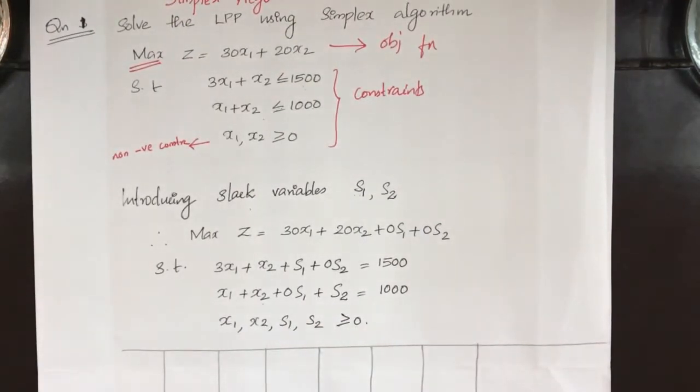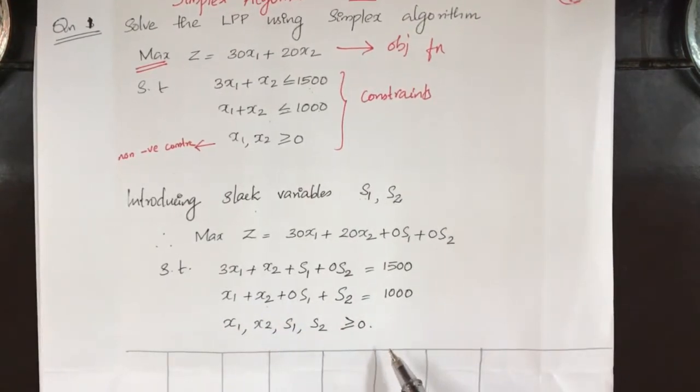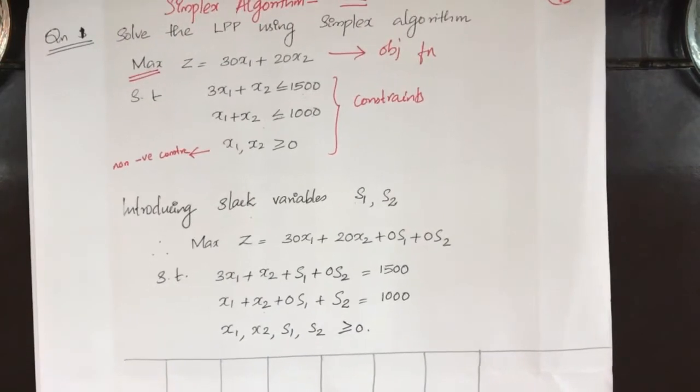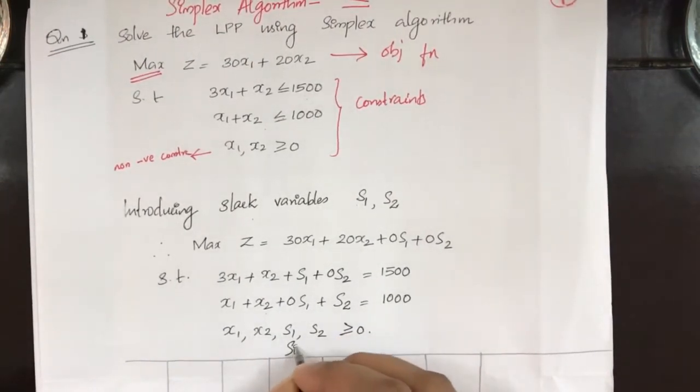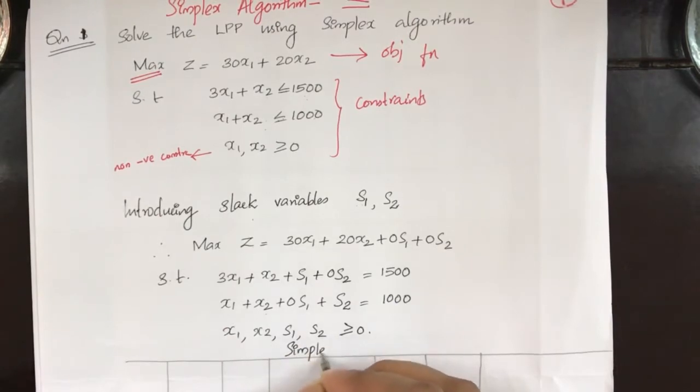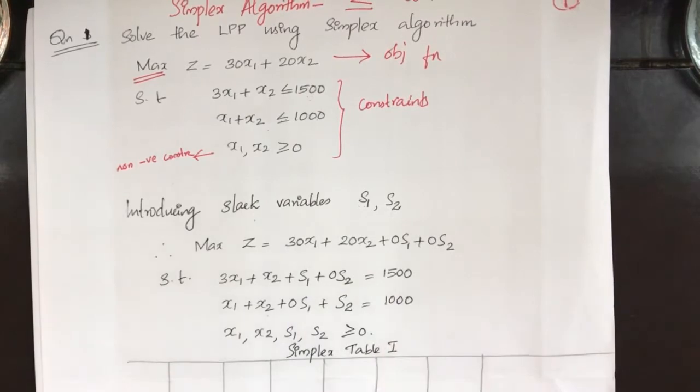If we get a solution that is a negative number, it does not satisfy this constraint, so our answer should always be positive. Okay. So now we are going to simplex table 1.